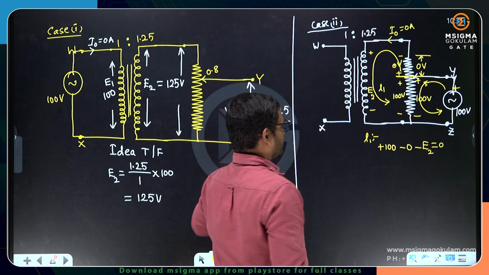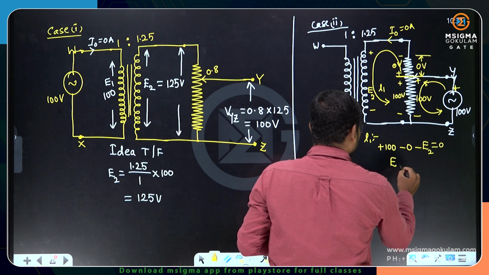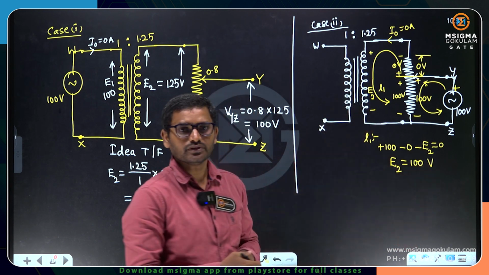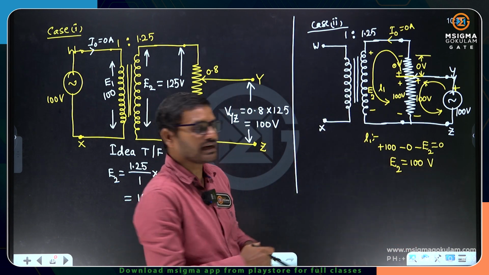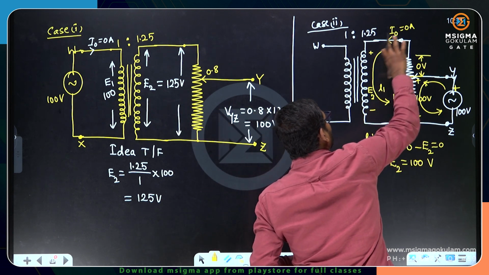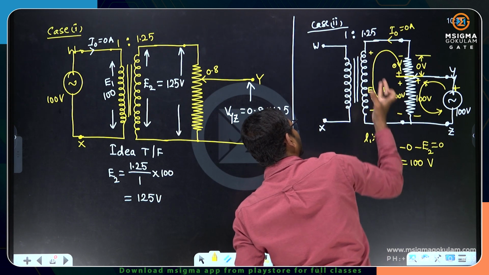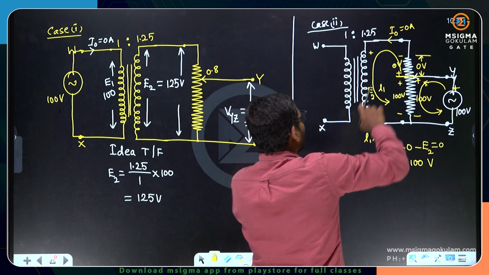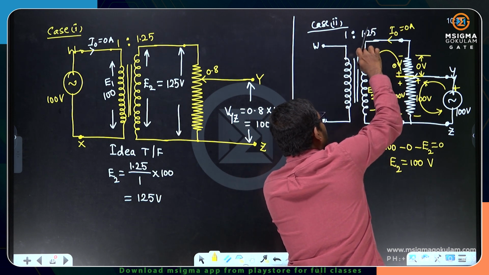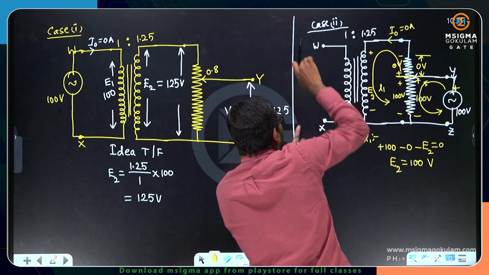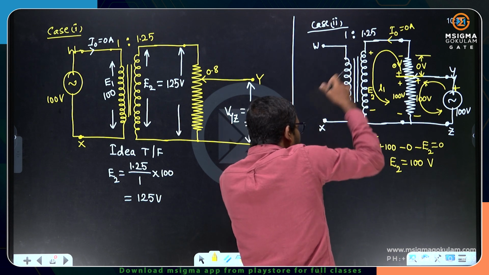Okay, all right. So E2, I am going to get it as 100, because 100 volts plus 0 voltage drop. How much is the voltage applied across these turns? 100 only. Now, at 1.5 turns, if 100 volts is applied, at one turn, how much voltage is available? Definitely less than 100, right?